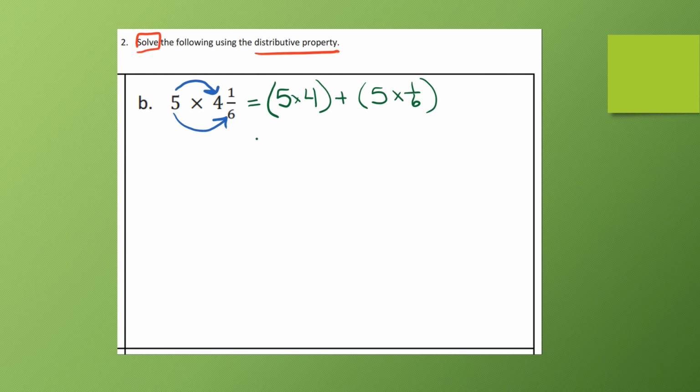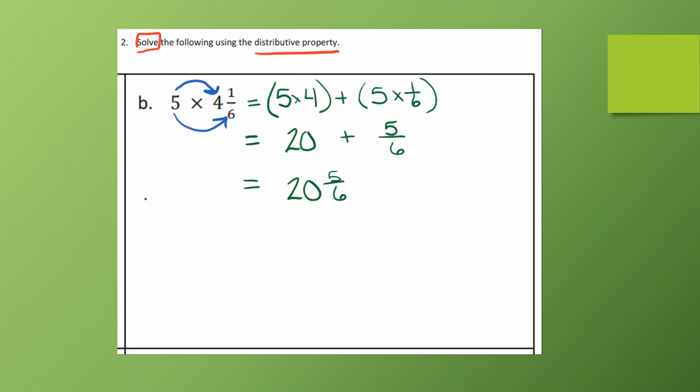Right underneath, I'm going to line up my math sentences. 5 times 4 is 20. I'm going to put that directly underneath the parentheses. 5 times 1/6, multiply from the top, divide from the bottom. 5 times 1 is 5 over 6. Okay, that's not an improper fraction, so I don't have to change it. Now, there's nothing else to do but to add this whole number and fraction together, and 20 plus 5/6 equals 20 and 5/6.